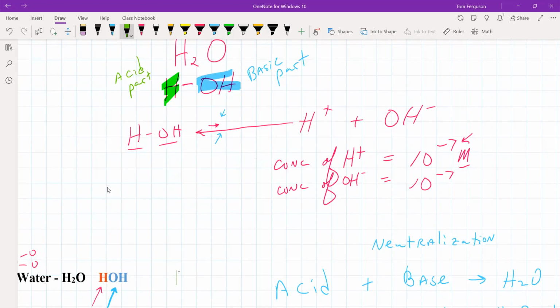If we measure the concentration of hydrogen ions, it's going to be 10 to the minus 7 molarity. That's very, very weak. And because this is a balanced equation, we have a 1-to-1 ratio. That means whatever the concentration of H is, that's the same concentration as OH. So hence the concentration of the OH is going to be 10 to the minus 7 molarity also.